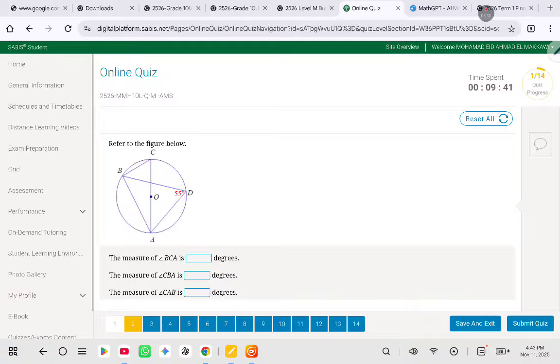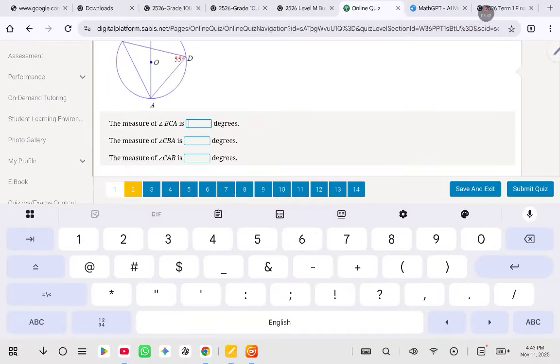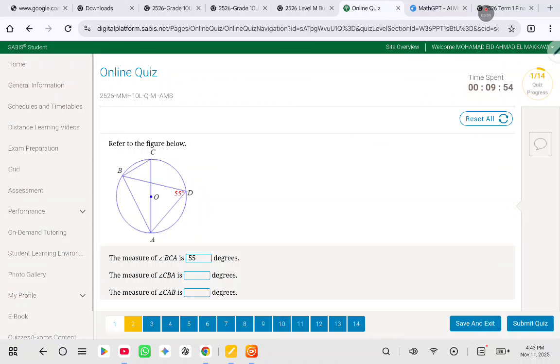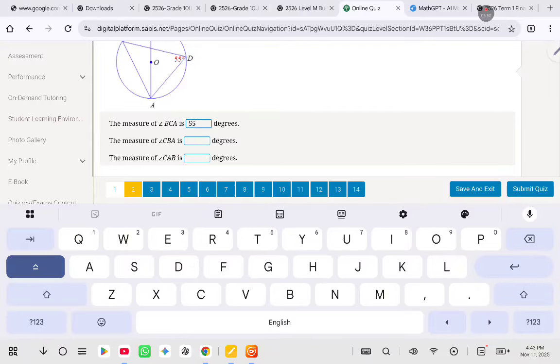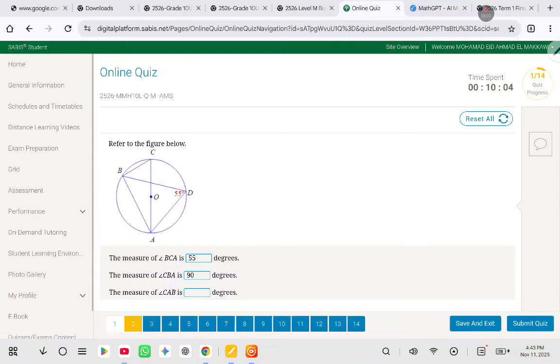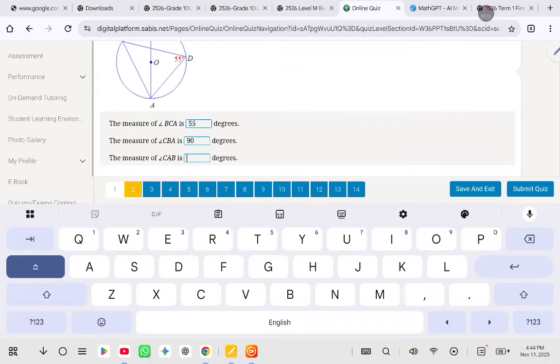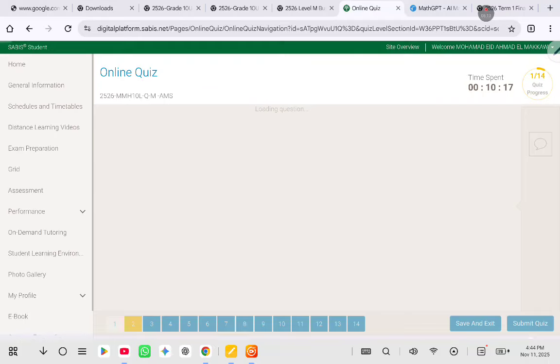They're asking for BCA. Guys, what arc is C facing? BA, right? What arc is D facing? BA also. So BCA is 55. CBA. Guys, angle B is facing the diameter. Any angle that is opposite to the diameter is always 90, guys. Please remember that. Guys, if we have C is 55 and B is 90, what is A? Just 180 minus 55 minus 90. So 35.